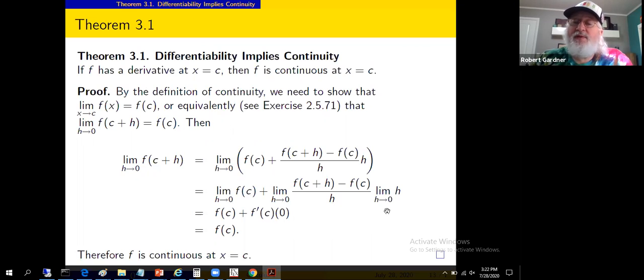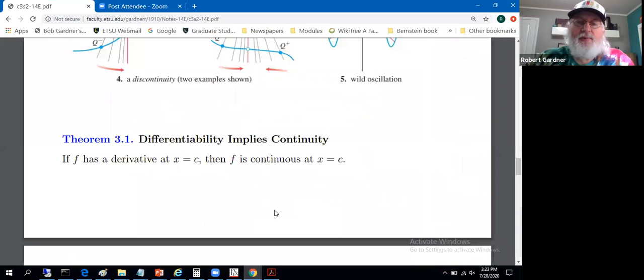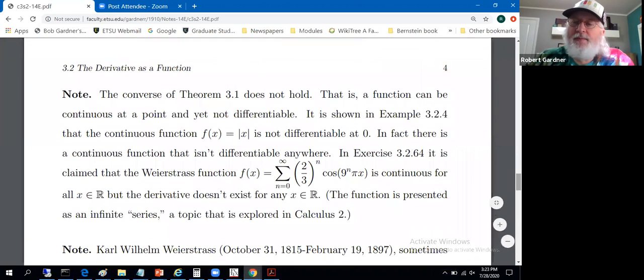Limit as h approaches 0, which of course that's just 0. So we've got f of c plus f prime of c times 0. That's f of c. Limit as h approaches 0 of f of c plus h equals f of c. Exercise 2.5.71, that function's continuous at c. So differentiable implies continuous. Converse doesn't hold. We saw a bunch of examples of that just a second ago. The standard example is the absolute value function, but we had some others in terms of the pictures there.